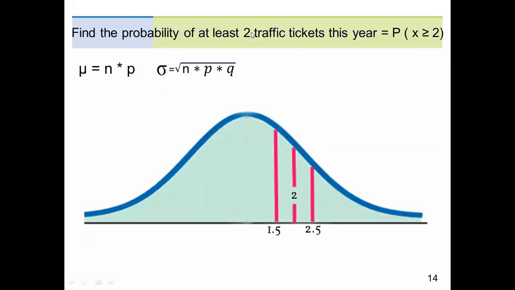All right, what are we looking for here? Find a probability of at least 2 tickets this year. At least 2 means 2 or more. As an inequality, find a probability that X is greater than or equal to 2. At least 2 includes 2. It'd be 2, 3, 4, 5, 6, and so forth.